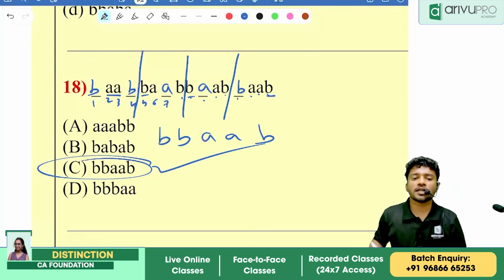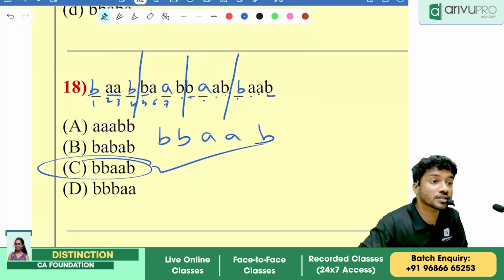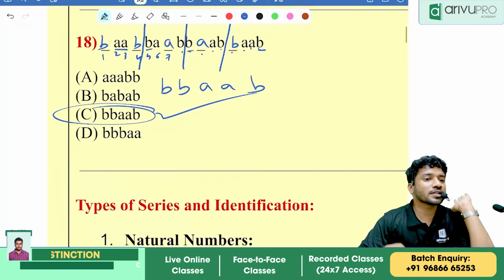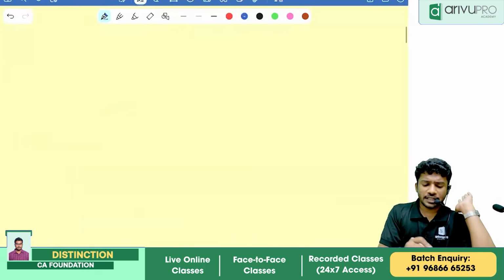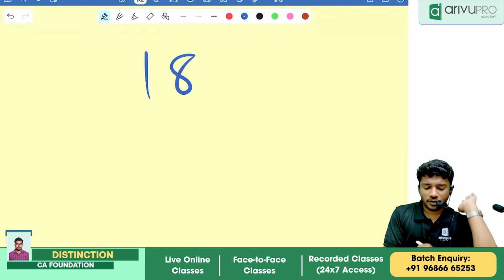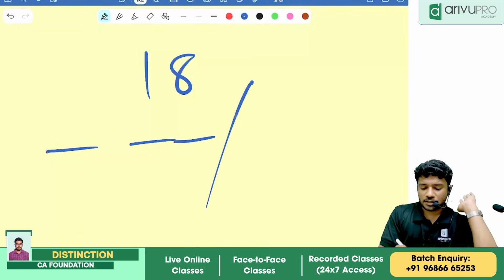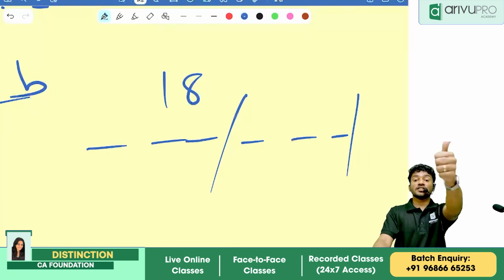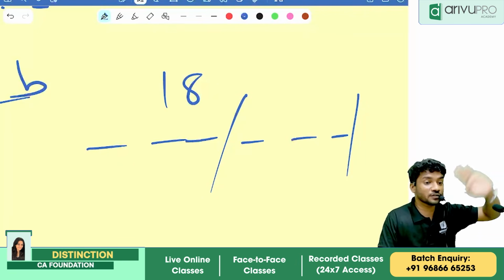Option C is the answer. This is the way of solving this question. Otherwise, you will never be able to solve this. Understood the method, people? Now, what if there are 18 letters? You will cut them into what? 3 parts. Okay, you will cut them into 3 parts: 3 letters of 6 parts, or 6 letters of 3 parts.